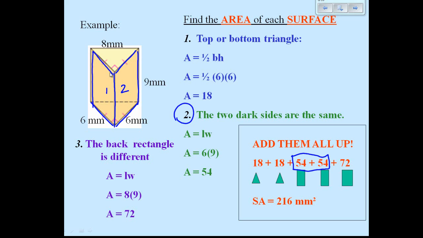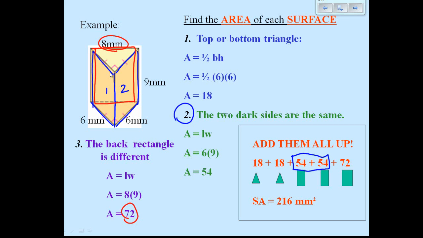Okay, those 54s. And then this one in the back that I'm going to color in red now, this guy is totally different. It's 8 millimeters by 9 millimeters, which is 72. So we just add up all the parts and we're good to go.